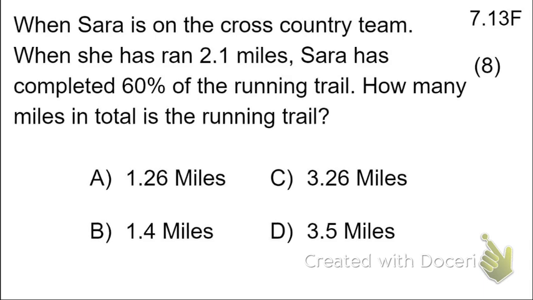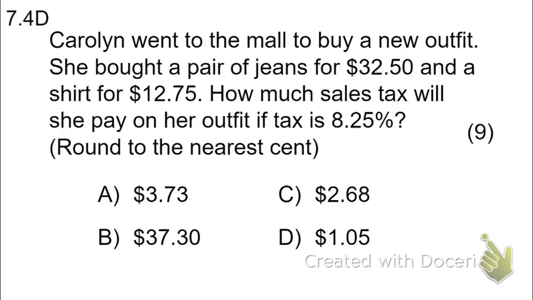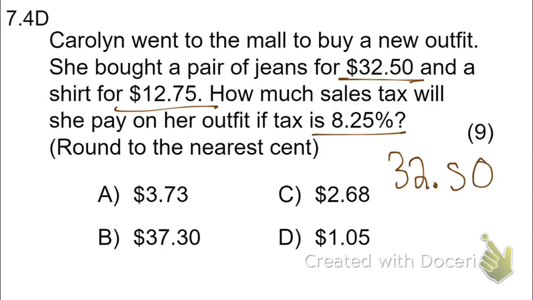So the next one. Caroline wants to buy a new outfit. She bought a pair of jeans for $32.50 and a shirt for $12.75. How much sales tax will she pay on her outfit? So you're only looking for the sales tax on this one. You're not looking for the price with sales tax. So first you got to add them up. You got to add up the $32.50 plus the $12.75.